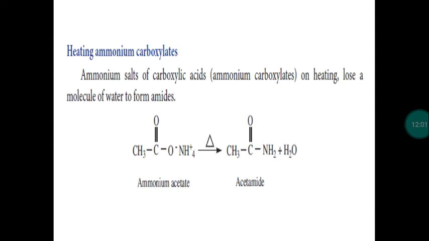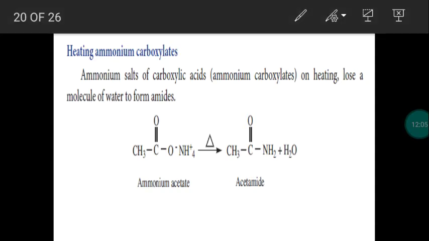Next process is heating of a salt, heating ammonium salt of carboxylic acid. You take this ammonium acetate. So this is ammonium salt of carboxylic acid. When we heat it, there is a liberation of water molecule. We get acetamide. Okay.